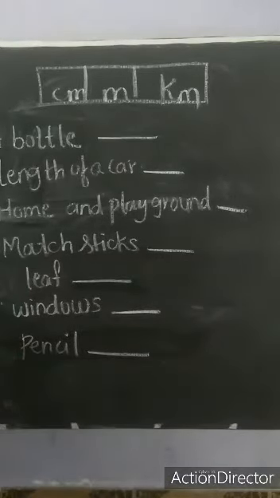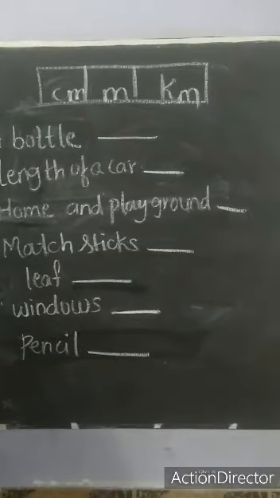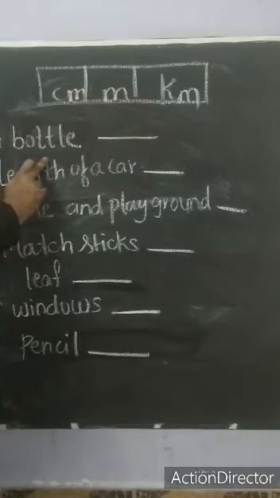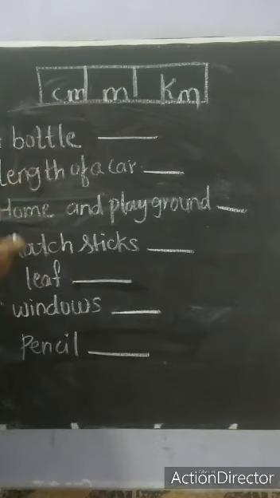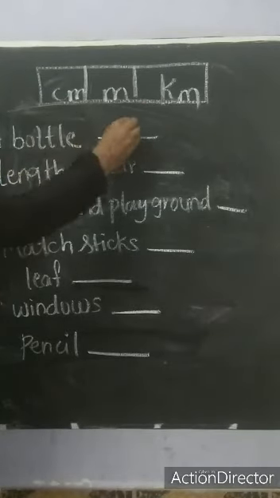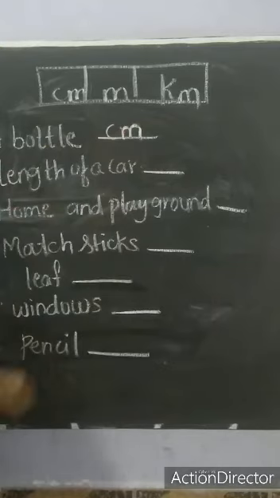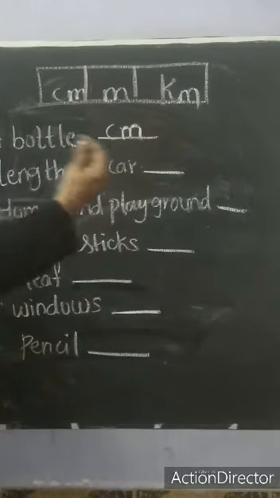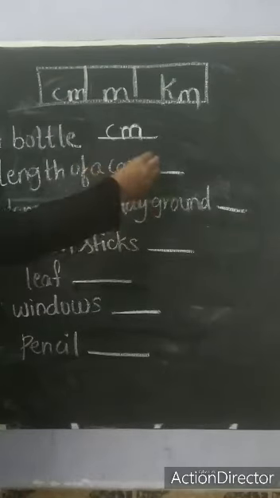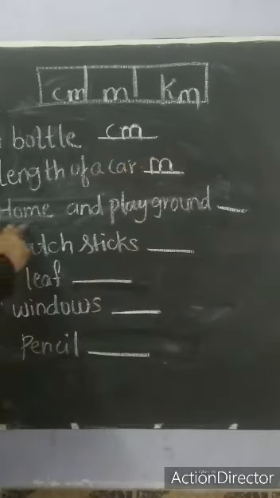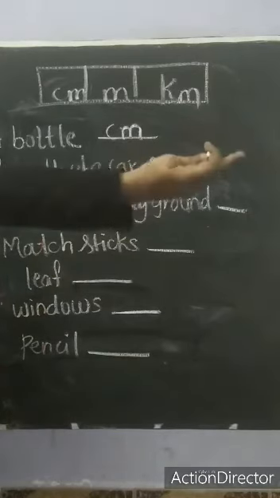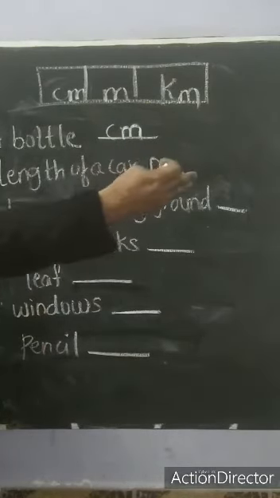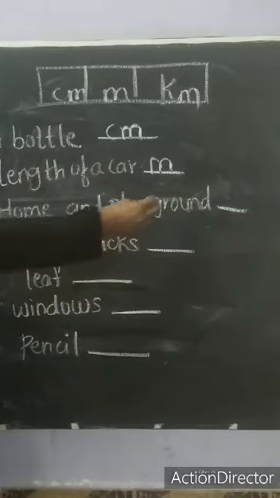Now students, here you have different objects and you have to check which of these 3 units they are measured in. Come on, first one: a bottle. A bottle can be measured with a ruler, so it will be in centimeters. Length of a car: a car is longer, so we measure in meters. Home to playground: there is a distance, so we measure in kilometers.